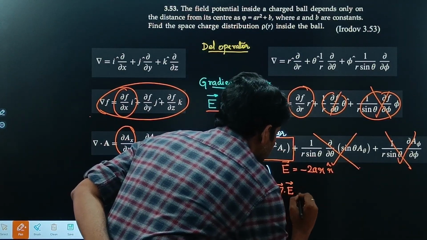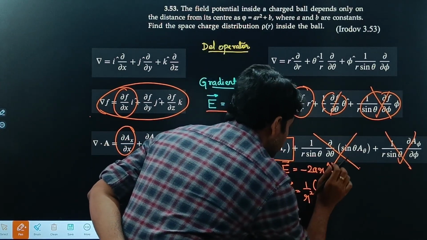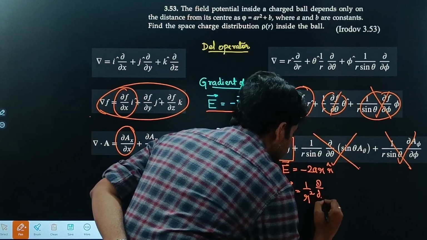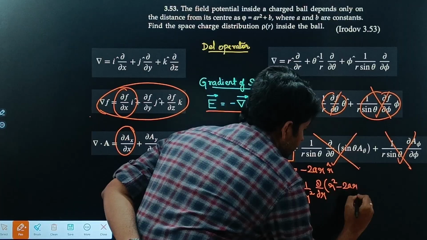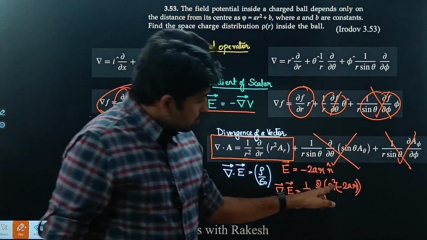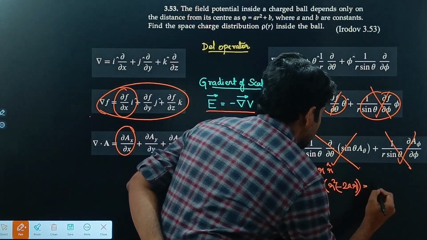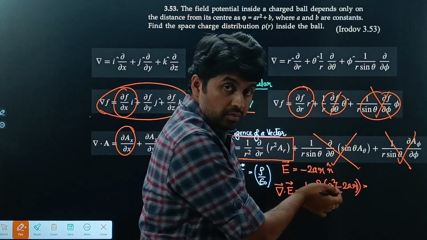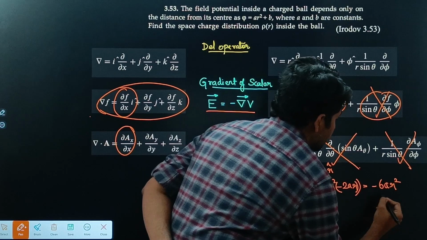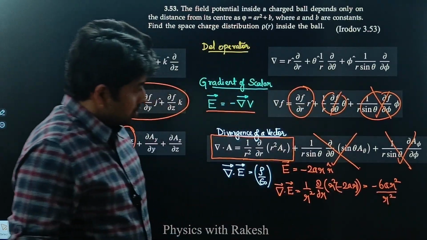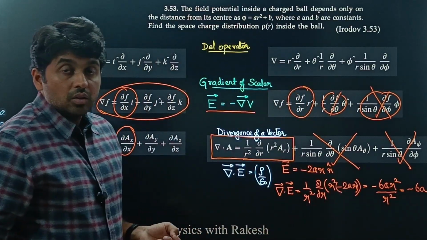Del bar dot E bar equal to 1 by r square, okay, dou by dou r of r square into Er. R square into Er is what? Minus 2a. Okay, so what will this be? Minus 3ar square. And if you differentiate it, what will you get? Minus 3a r cube, minus 2a r cube. If you differentiate it, you will get minus 6a r square divided by r square. So you get this as minus 6a. So understood all of you?